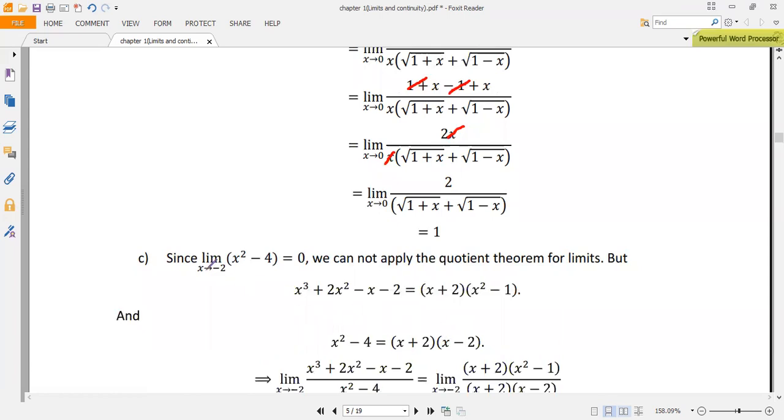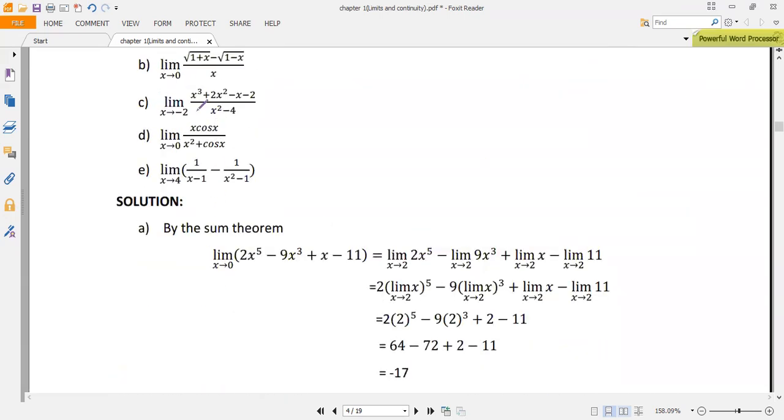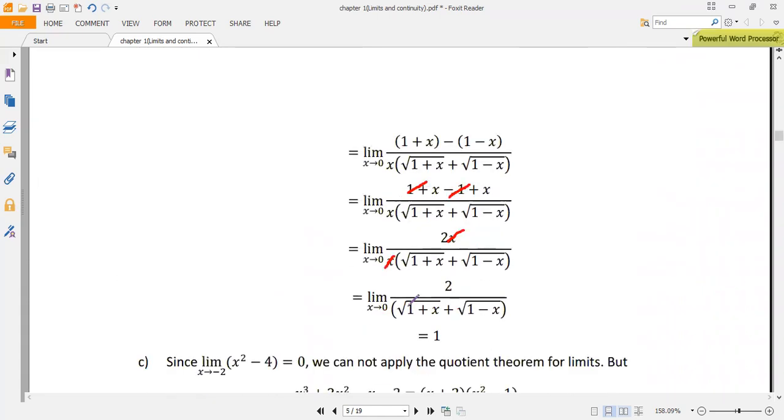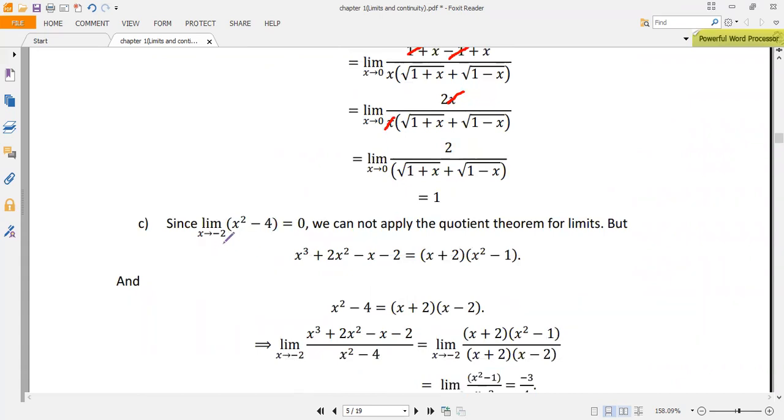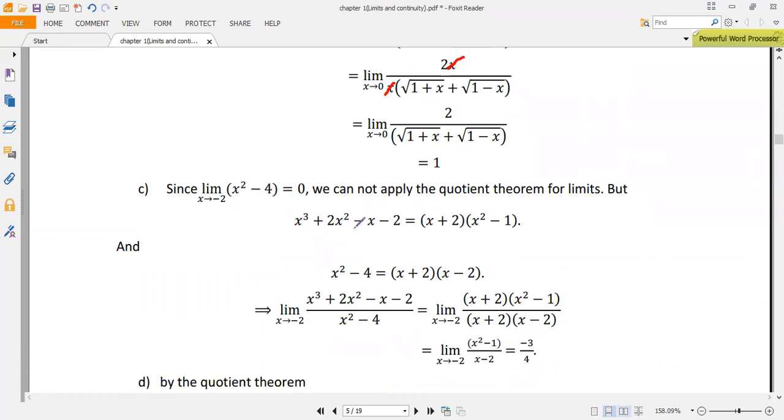The next example is the limit as x approaches minus 2 of x cubed plus 2x squared minus x minus 2 over x squared minus 4. So let's factorize this one and cancel similar terms. Since the limit as x approaches minus 2 of x squared minus 4 is 0, we cannot apply the quotient rule directly. So let's factorize the numerator. x cubed plus 2x squared minus x minus 2 can be written as x plus 2 times x squared minus 1. And x squared minus 4 can be written as x plus 2 times x minus 2.